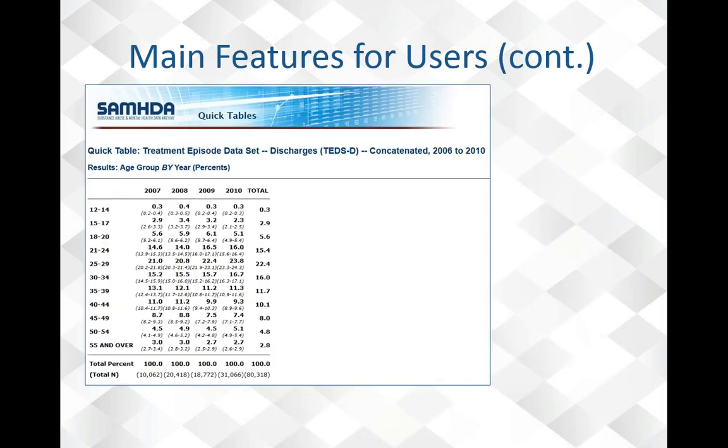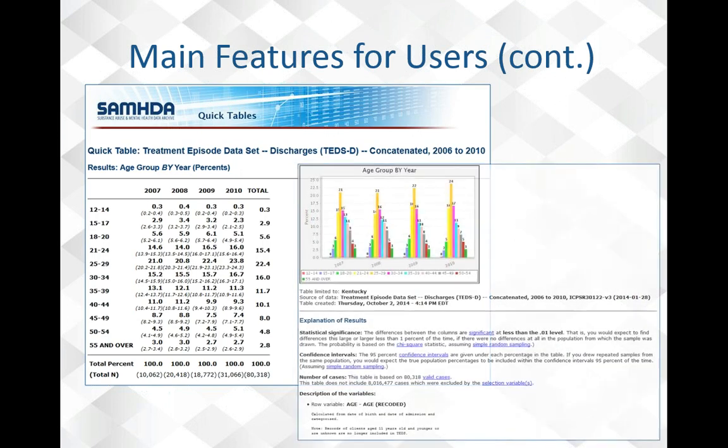This is what the Quick Table's results will look like. Again, due to a very long display of results, there are two images on this slide. You are looking at a nicely laid out table of results in the first half on the left side. On the right side, here is the second half of the results page with the bar graph. An explanation of results including statistical significance, confidence intervals, number of cases, and the description of variables.